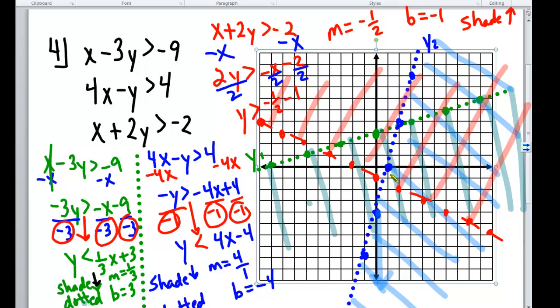So the piece that holds all three colors is this part of the graph. Anything inside this part of the graph is a solution. Nothing that touches the line, no points or ordered pairs on any of the lines are solutions. Just what is inside the graph. And this concludes day 1 of Systems of Inequalities.